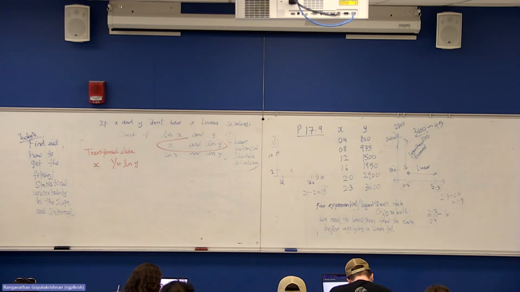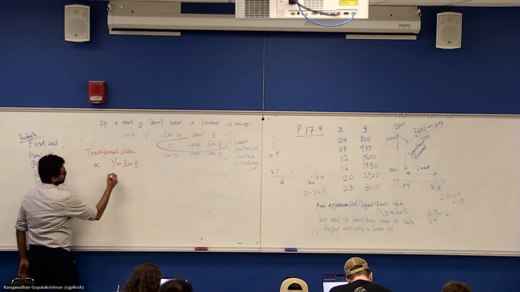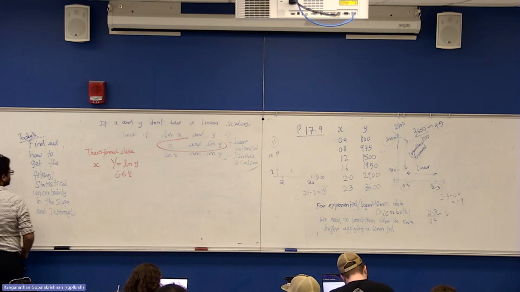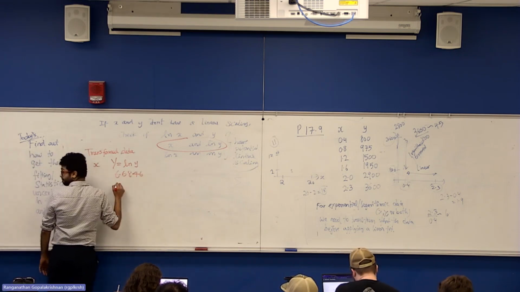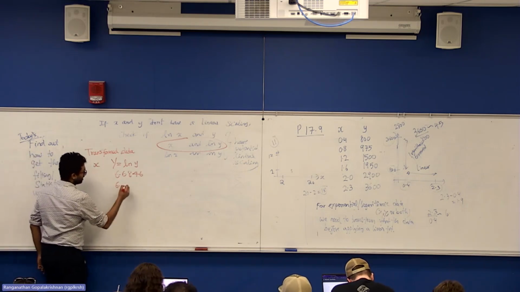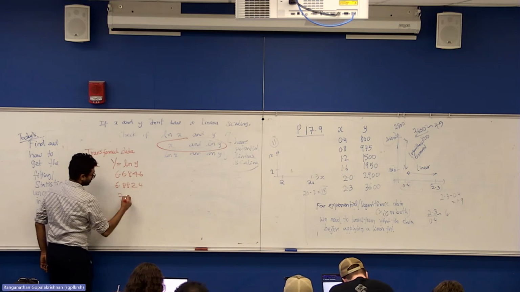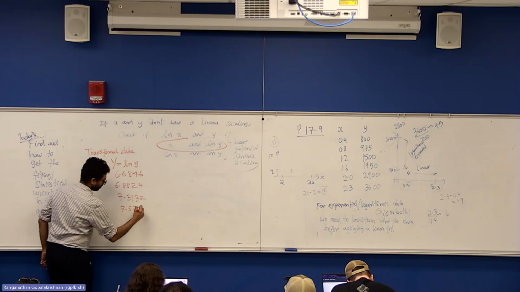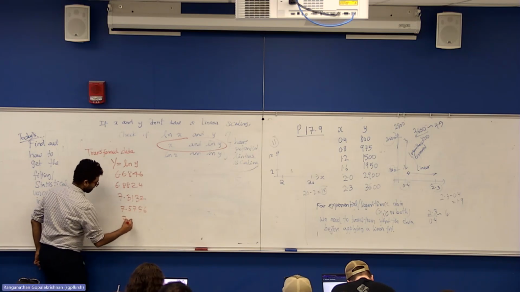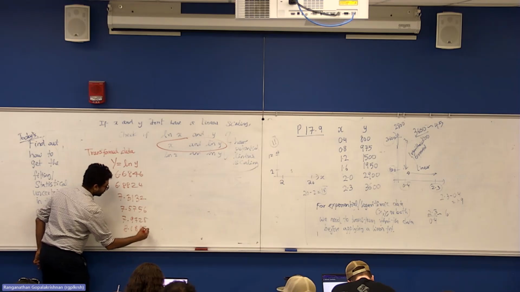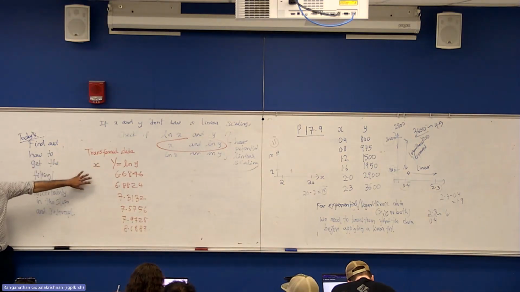So if I do that, I'm getting values 6.6846. Anybody has it? Can you help me? Thank you. 6.8824. 7.3132. 7.5756. 7.9725. 8.1887. Thank you.